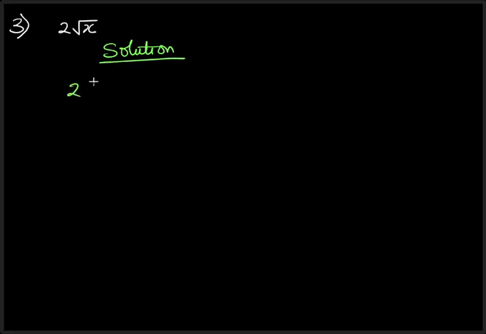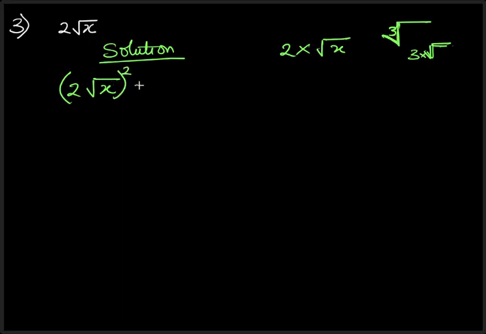This will give us 2 square root of x. Now, what does this mean? This means 2 times square root of x. This is not cube root. If you want to write cube root, it has to stay inside this small space we are seeing. So this is 2 times square root of x, and we have to square everything. So what would that give us?